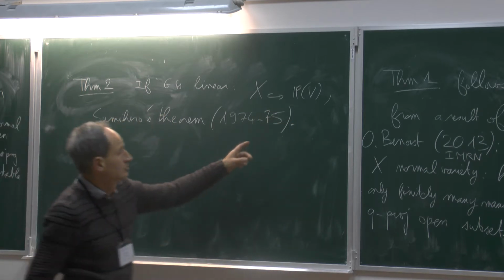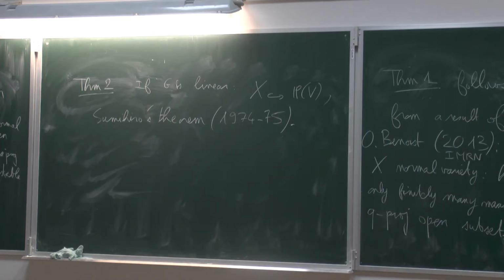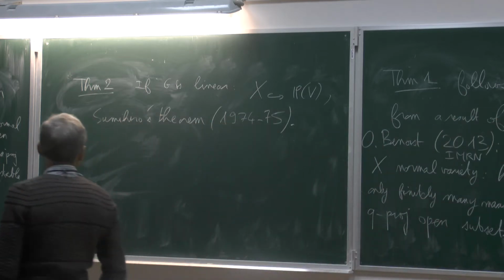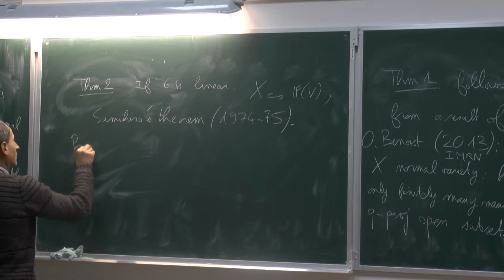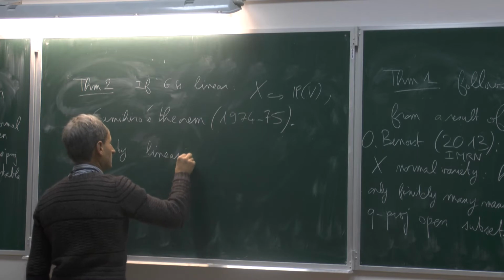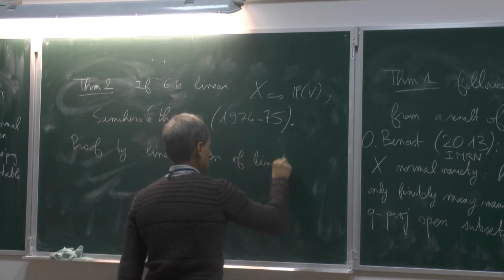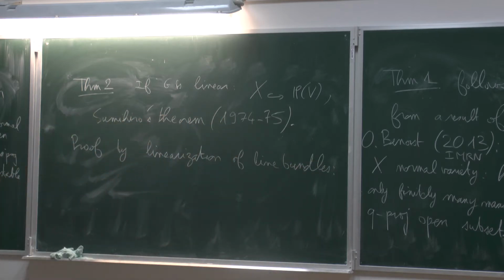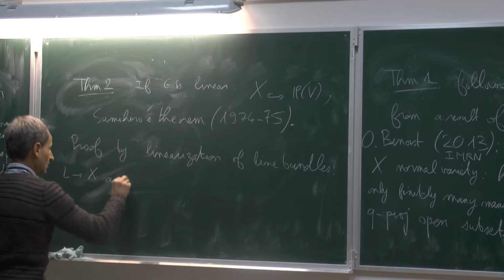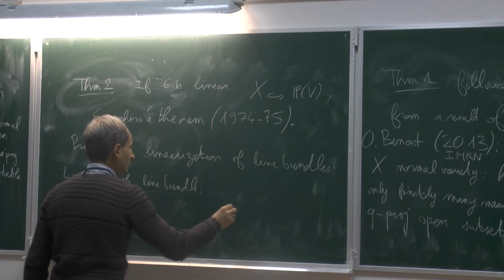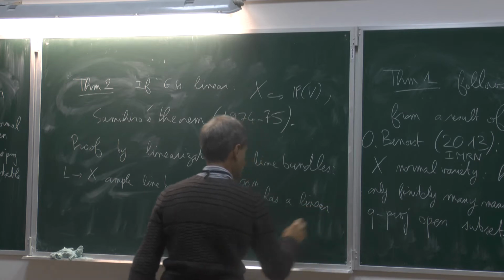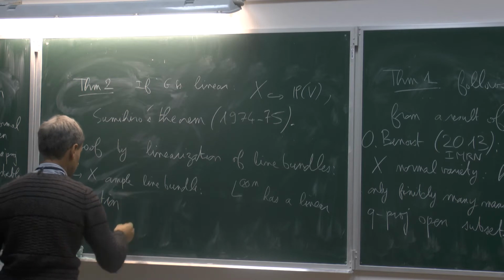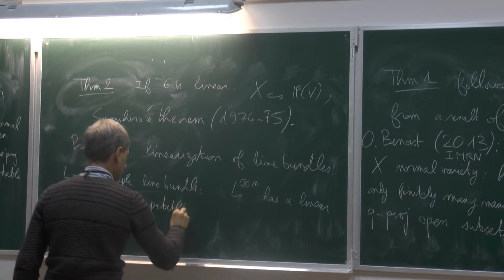So you have to prove a kind of addition, where you don't have a projective space, but a projective space bundle over an Abelian variety. And the proof of Sumihiro's theorem, as you probably know, goes by linearization of line bundles. Let me recall how this works. You take an ample line bundle on X. And then Sumihiro showed that some positive power has a G action compatible with that on X.